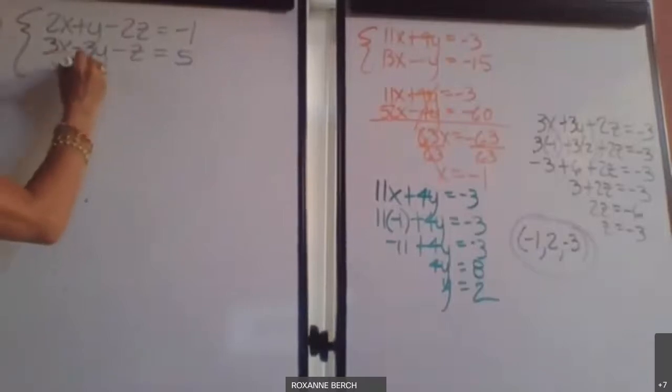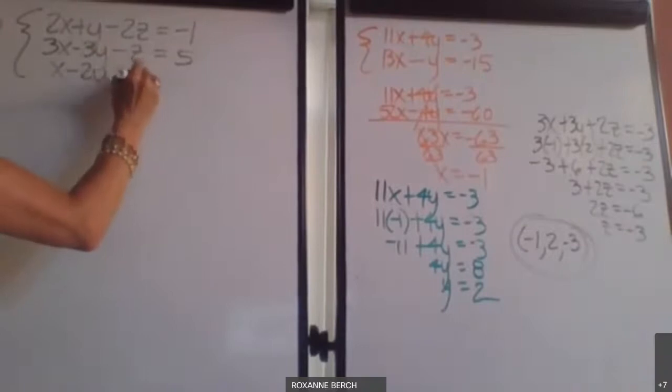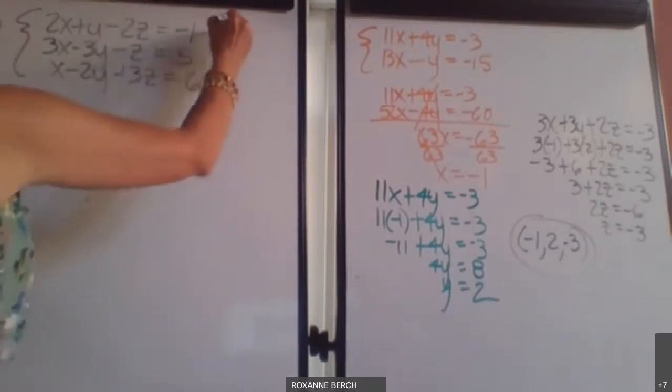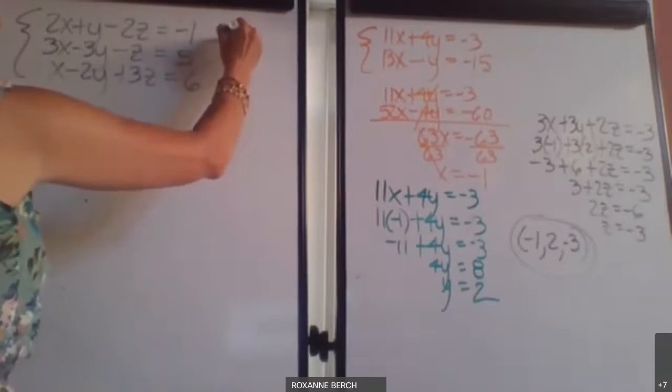x minus 2y plus 3z equals 6. And now we just want to look at this for a minute. We can eliminate an x or y or z. None of them look really hard. Doesn't the y want to be eliminated this time? And we can reuse this one. This one looks really good to reuse.